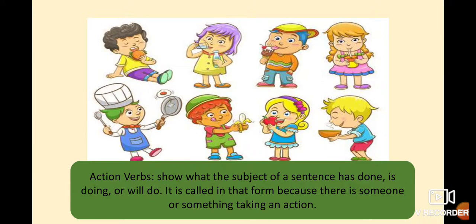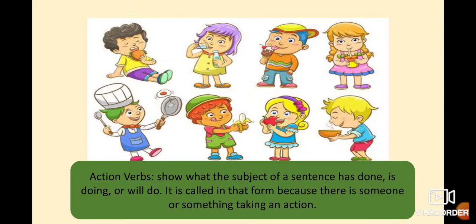Let's see. And also we have action verbs. Action verbs show what the subject of a sentence has done, is doing, or will do. It is called in that form because there is someone or something taking an action. So the subject of a sentence has done: this one is an action in past. Is doing: this is an action in present. Will do: this is an action in future.